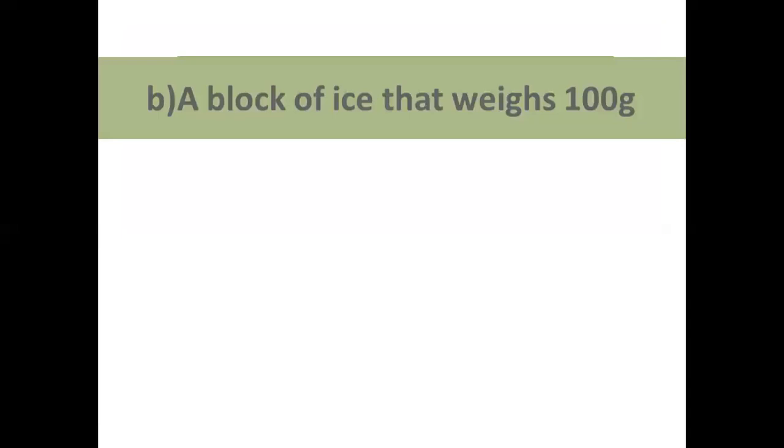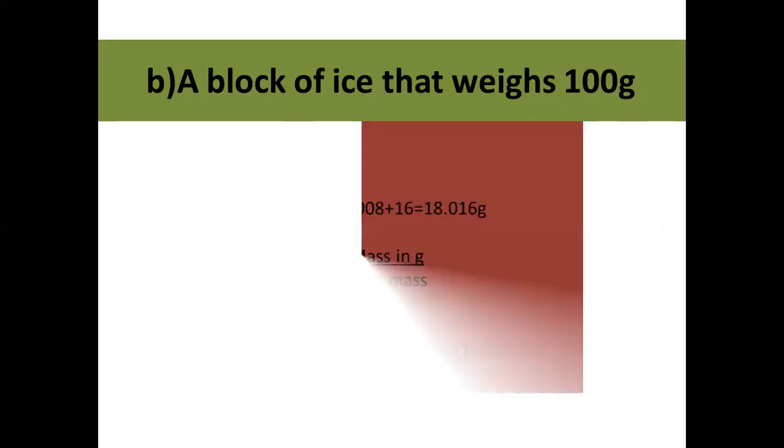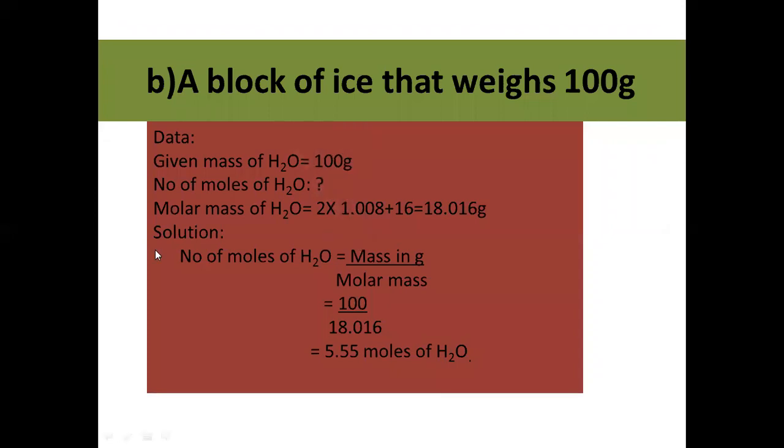Then we have the B part of the same question. A block of ice. What is ice? Ice is water, the solid form of water, that weighs 100 gram. So the data given is mass of water 100 gram, and we have to find the number of moles of water in the ice. We have to find out molar mass of water. Again, it is 2 plus 16, which is atomic mass of oxygen. So 18.016. For number of moles of water, we use the formula mass in grams over molar mass. Given mass is 100, molar mass of water is 18.016. The answer is 5.55 moles of water or ice.